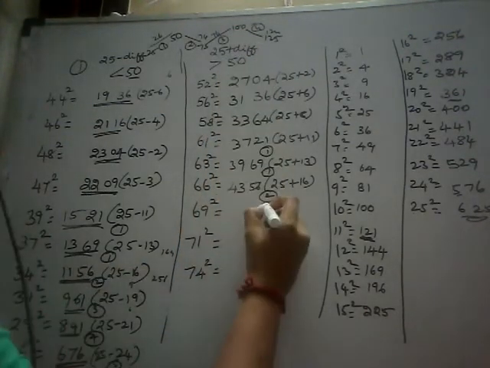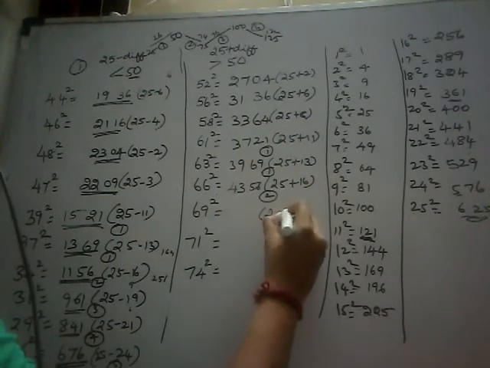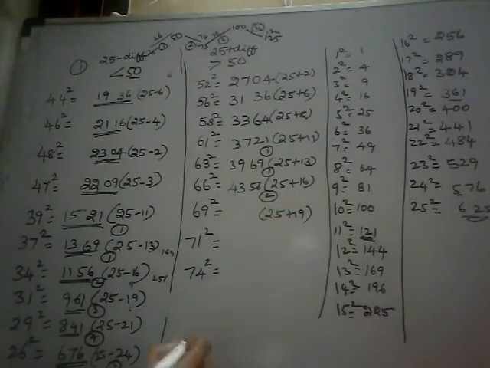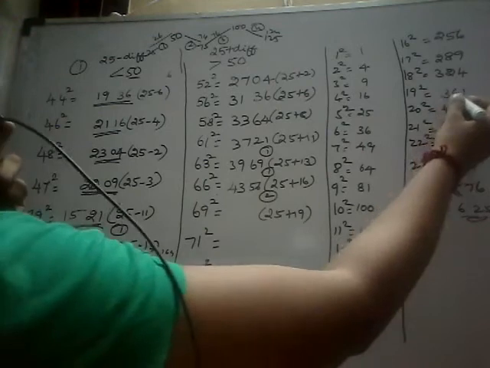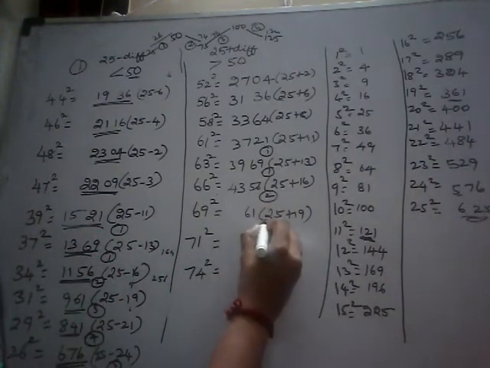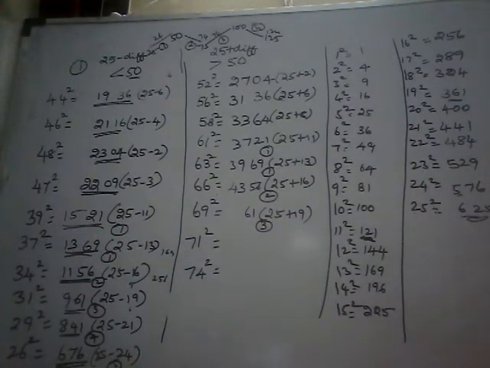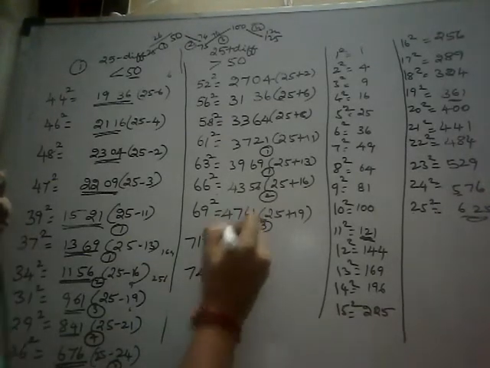How much is the difference? From 50 it is 19 times. So add 19 squared just now here, 361. Write 61 here in the two digits, and 3 in the carryover. 25 plus 19, that is 44. 44 plus 3, that will give you 47.